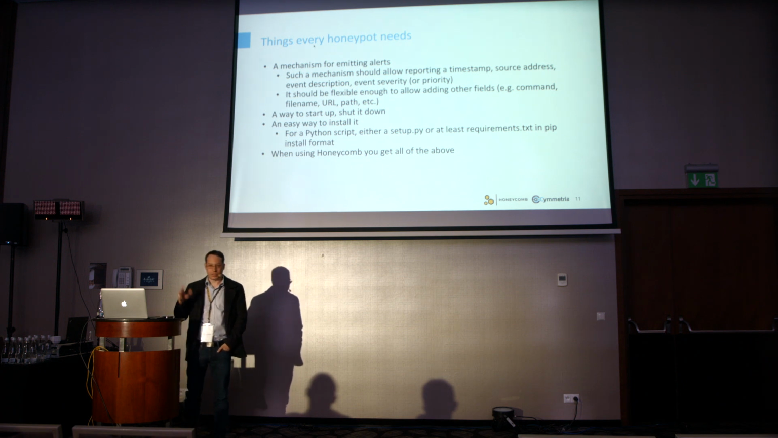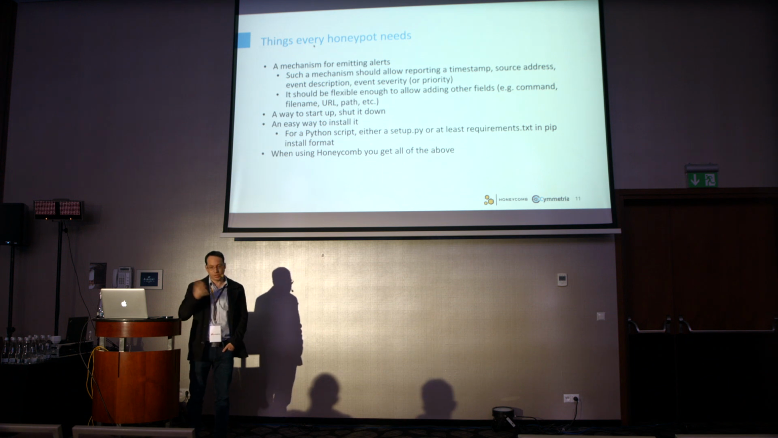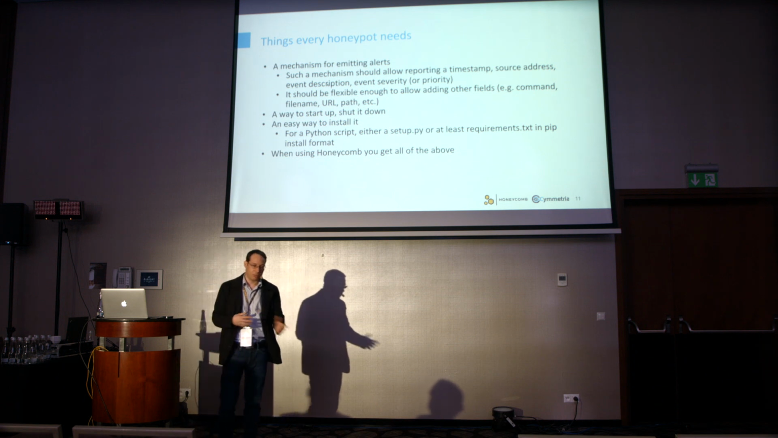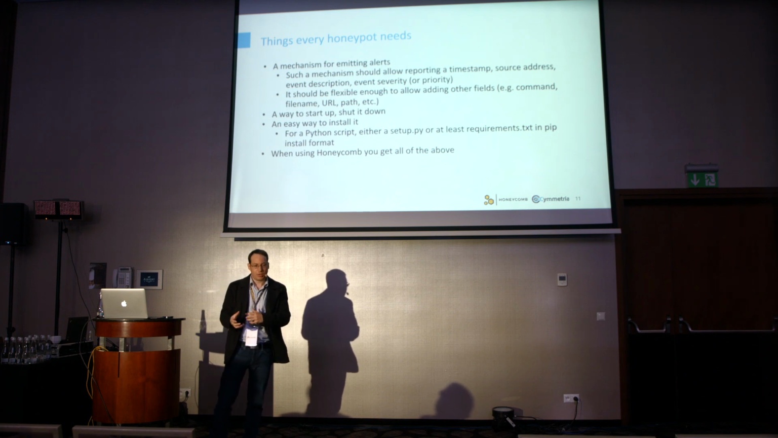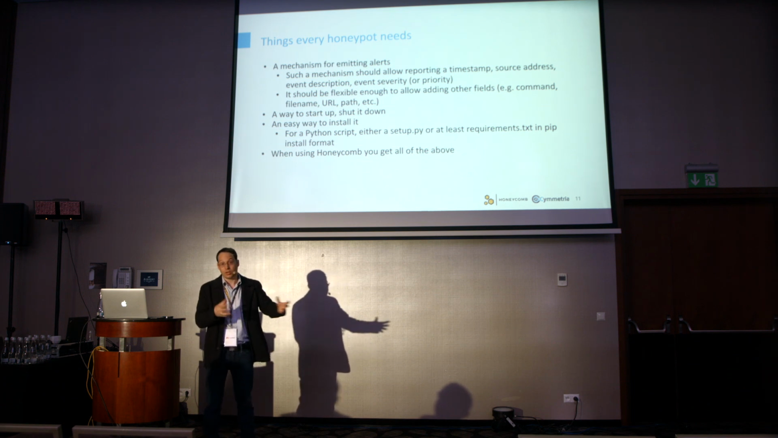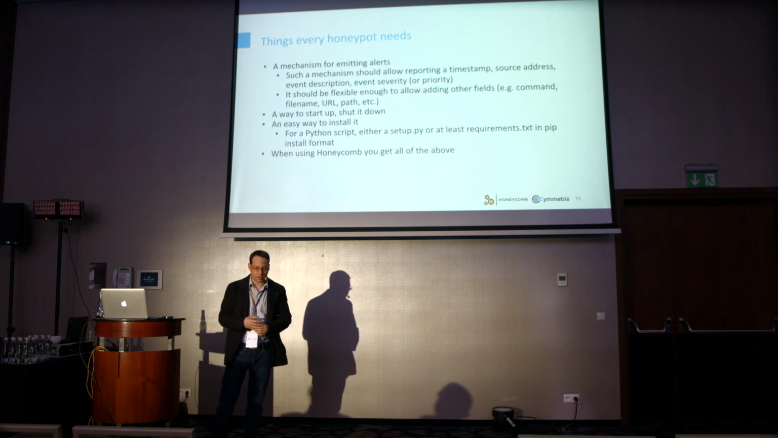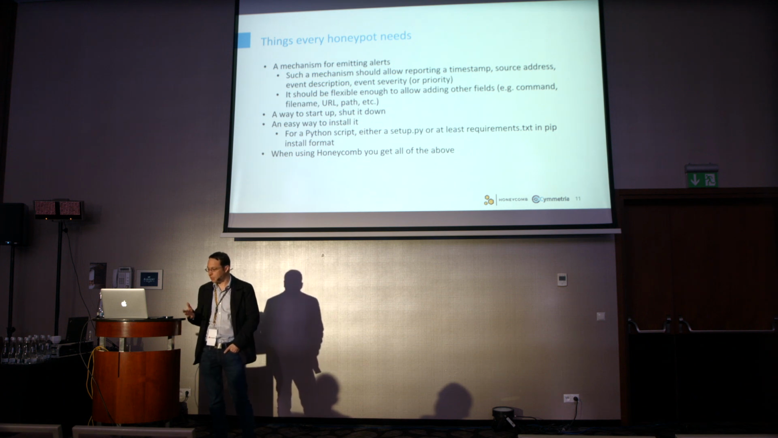We need a mechanism for emitting alerts, essentially a way to send out, so just a function that will send alerts. Honeycomb provides this. And it should be flexible enough to allow different fields, because some honeypots may report just source IP and protocol, but some honeypots can also report, hey, this is the command that the attacker ran. This is the type of HTTP access the attacker attempted. And maybe there were different files to be accessed and so on.